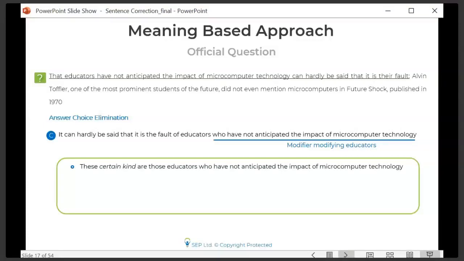What are these certain kind of educators? These certain kind of educators are those educators who have not anticipated the impact of microcomputer technology. Now, what is the fault of the educators? The choice does not tell us that, does it? All of you, I'll just put up a poll here. The choice is telling you it can hardly be said that it is the fault of educators and a certain type of educators. But what is the fault? This sentence is not telling us that. Now, I want all of you to answer this poll, guys.